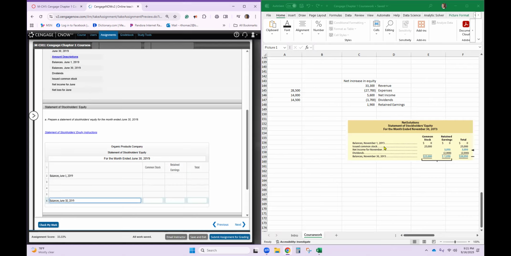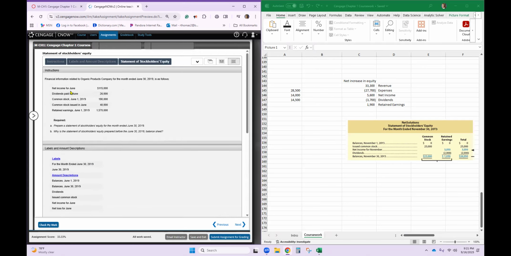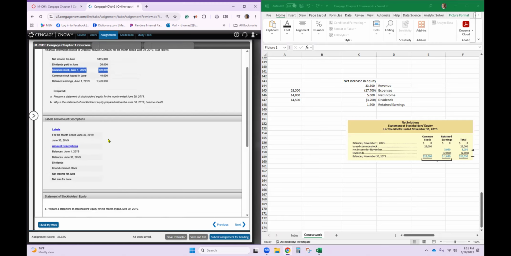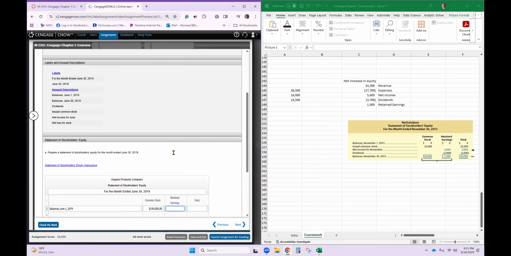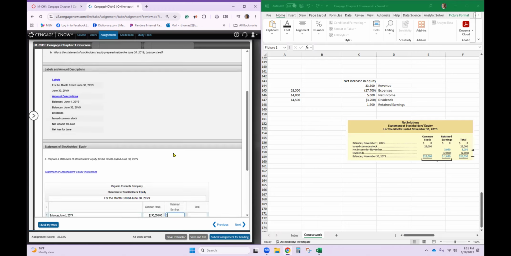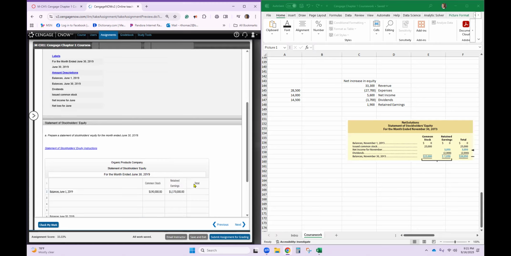Okay, this is like a puzzle. Put together the border, right? Let's see what this says. Here's the net income. Here's the dividends. Here's the common stock. So this is the balance in the beginning of June. So we need to put 190,000 in common stock, and we need to put 1,570,000 in retained earnings. Okay, so common stock, 190,000 and 1,570,000. Okay, and then we're going to add across.